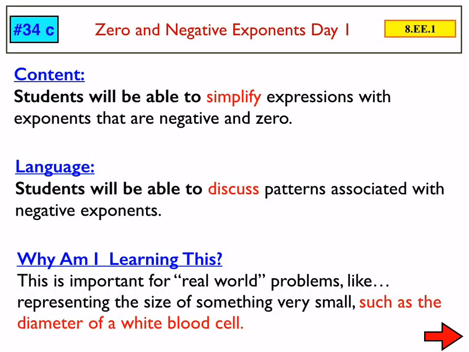Today, lesson 34C, 0 and negative exponents. Day number 1, we will spend one more day on this, but today's day number 1 of this idea. We've talked in full detail about expressions that have positive exponents. We've talked about multiplying and dividing and power to a power and problems with multiple bases and so on. And we will eventually get to all of those ideas with negative exponents as well.